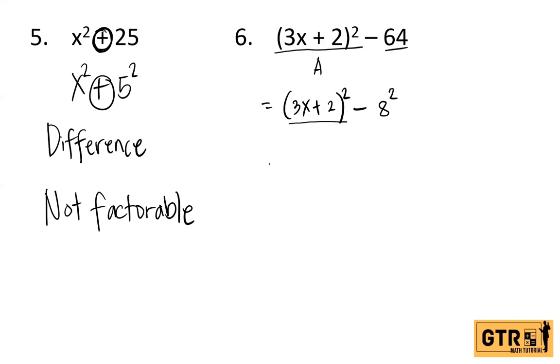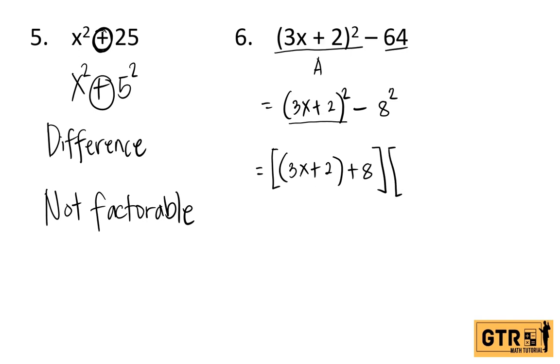Pero ganun pa rin yung gagawin natin dyan. So i-apply lang ang formula a squared minus b squared. So ang factor nun ay a plus b, a minus b. So ito yung magiging a natin, yung 3x plus 2. So therefore, pakita lang natin, i-enclose natin sa parenthesis. So we have (3x plus 2). Pinakita lang natin, naka-parenthesis. Ito yung first term natin plus the second term.